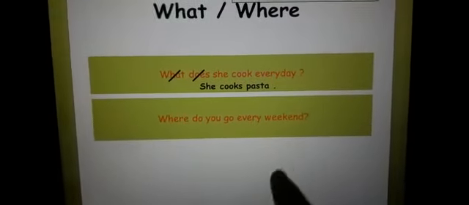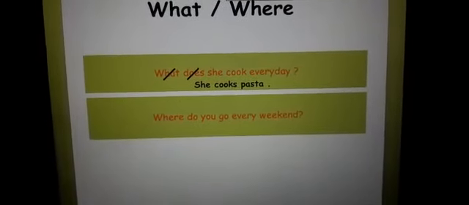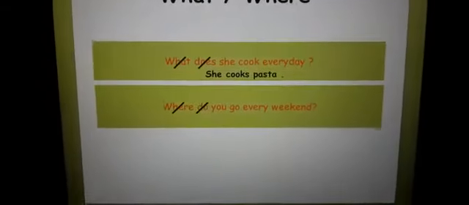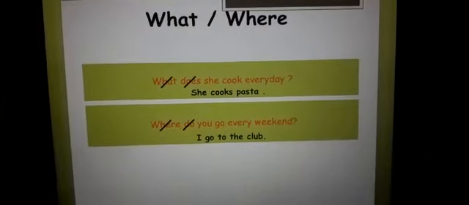Where do you go every weekend? We are going to remove where and do. Excellent. And you becomes I. Super. I go to the club.